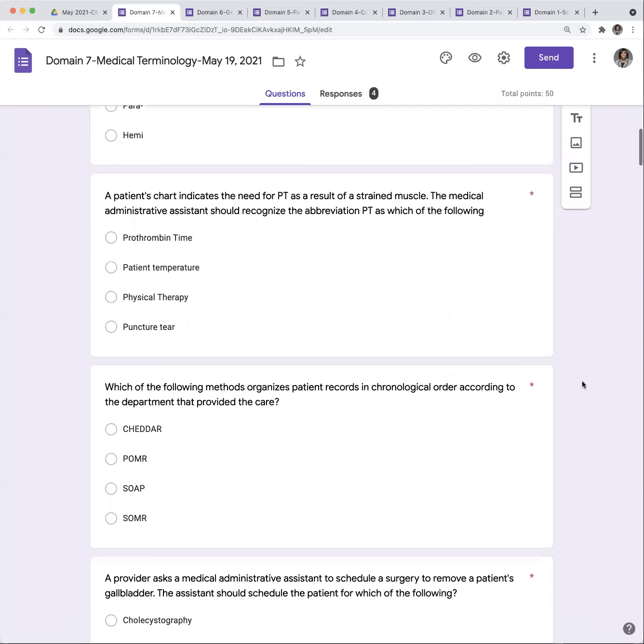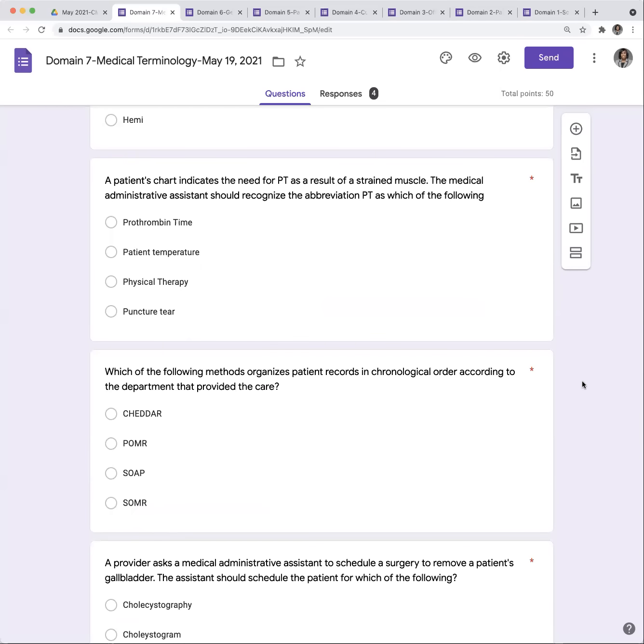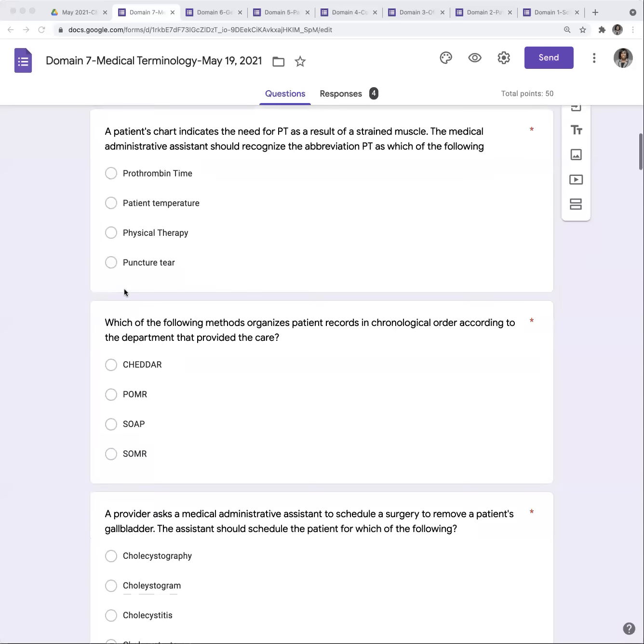A patient's chart indicates the need for a PT as a result of a strained muscle. Here's the other thing. Sometimes you have abbreviations that look alike, but they have different meanings. So the answer for this one is? Physical therapy. Prothrombin time is also a very common abbreviation used for PT.